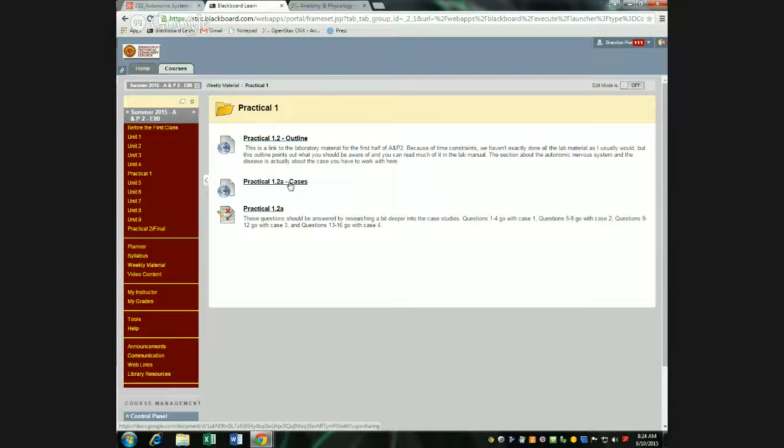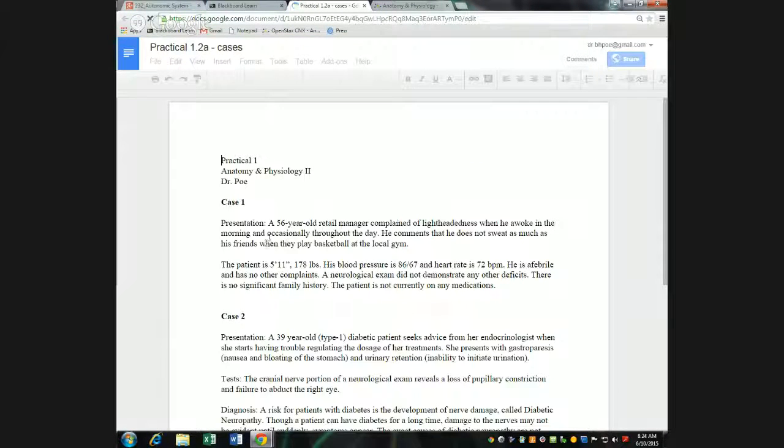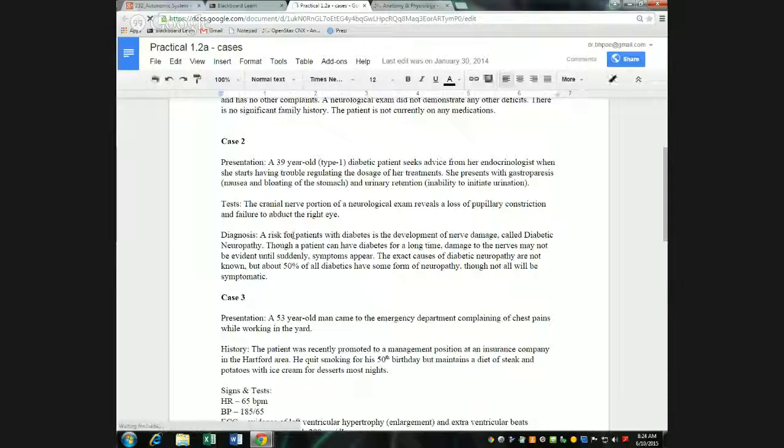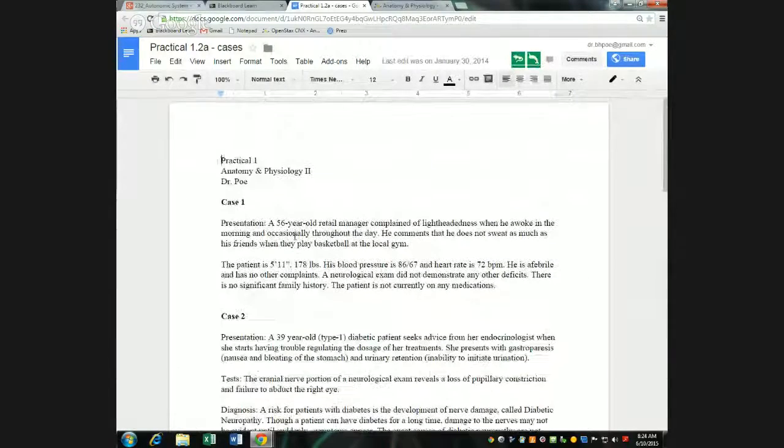And then it says cases. And this goes to a document that has case studies that are necessary for you to familiarize yourself with for taking the practical. And part of the process to get you familiar with this as a teaching tool is what we're going to do this morning. So we're actually going to look at the first case study here, which has to do with the autonomic system. And I want to kind of model for you how the case study approach works for this class.